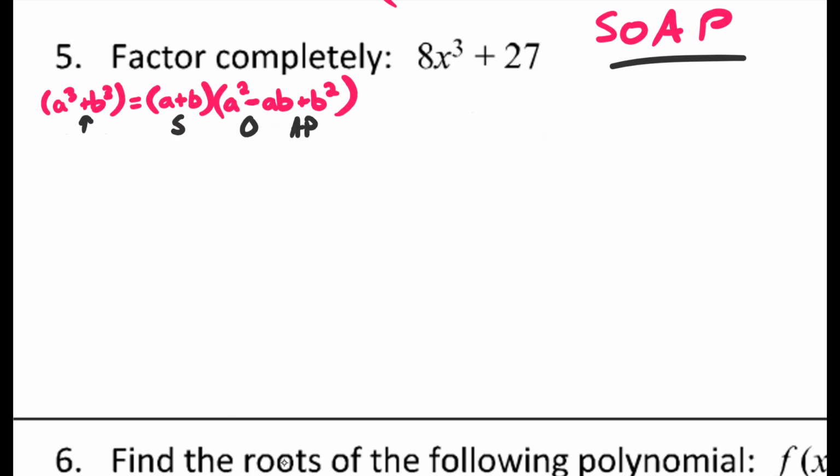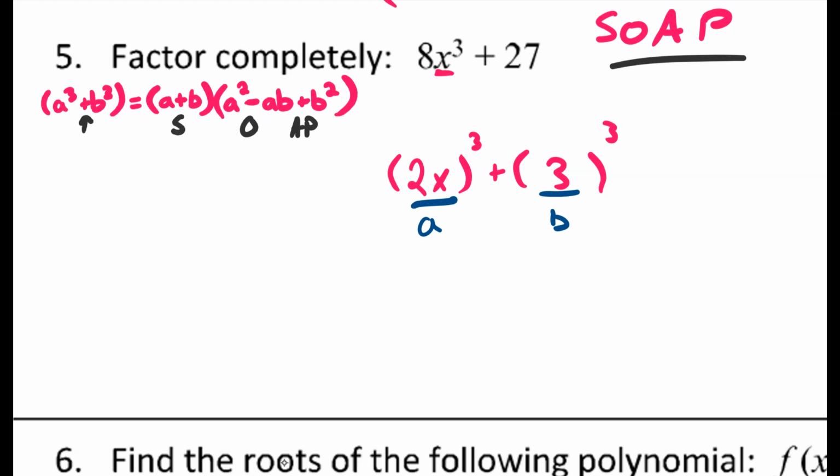The first thing you do is you need to figure out what 2 things are you cubing in the first place. Well, the second one's pretty easy, right? If you're not sure what you cube to get 27, just try a couple numbers. It ends up being 3. Now, if you cube 2, you get 8, but if you consider there's a variable component here, I would need to cube 2x to get 8x cubed. So now that I know what my 2 things are, I would consider this guy right here to be my a, and this guy right here to be my b. So when I substitute into the formula, those are the pieces I'm going to use.